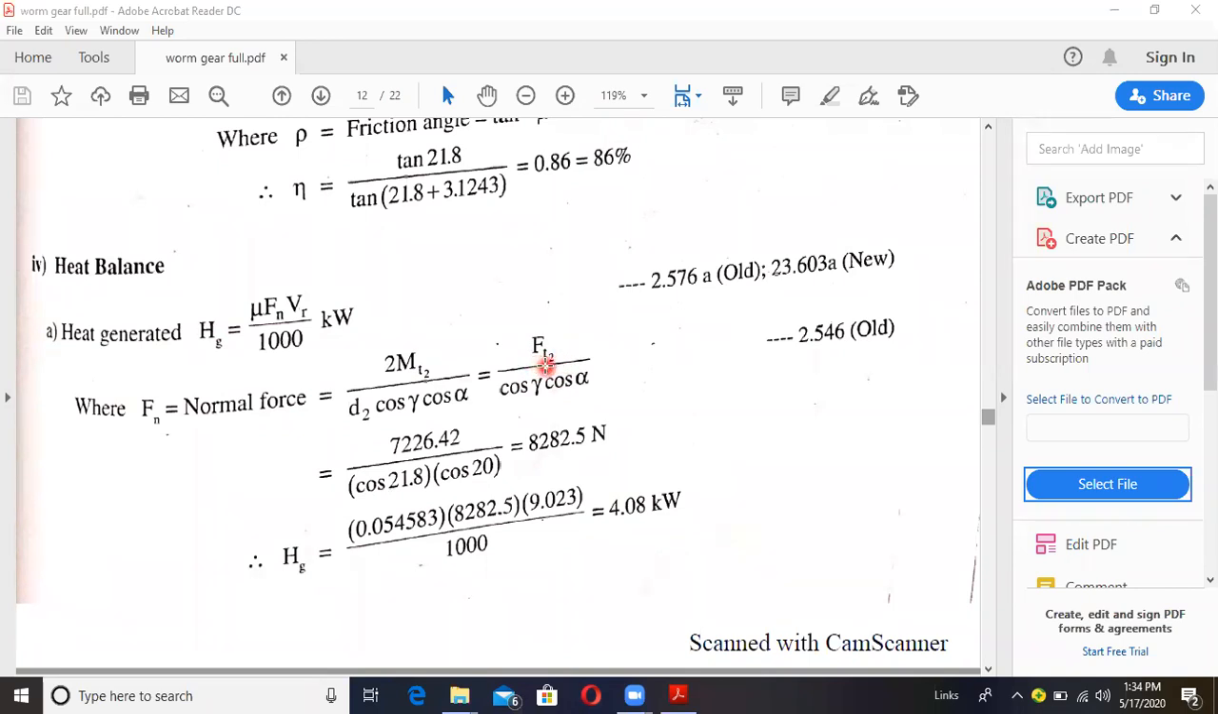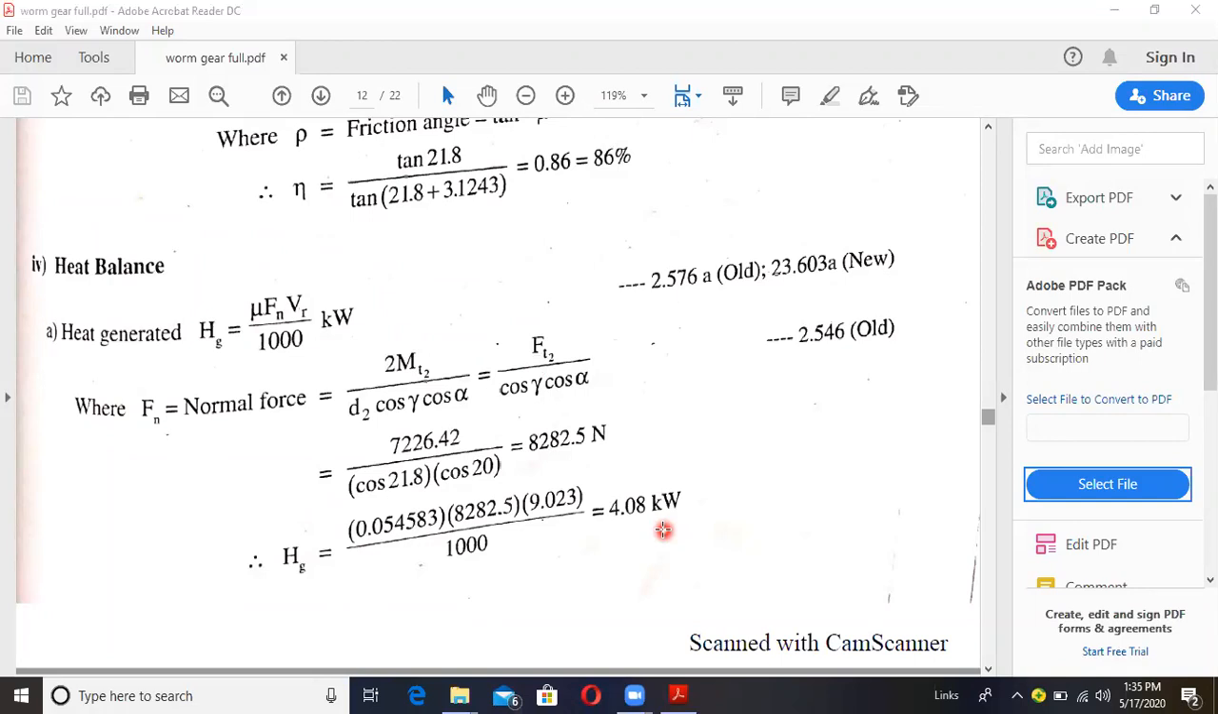Ft2 is also calculated. Substitute Ft2, cos gamma, cos alpha and simplify. Ft2 is equal to 8282.5 Newton. Once you get Ft2, substitute in the Hg formula, then calculate Hg. Therefore, substitute mu, Fn, VR divided by 1000, then we will get heat generated, that is 4.08 kilowatt. So the heat generated in the gears is equal to 4.08 kilowatt.